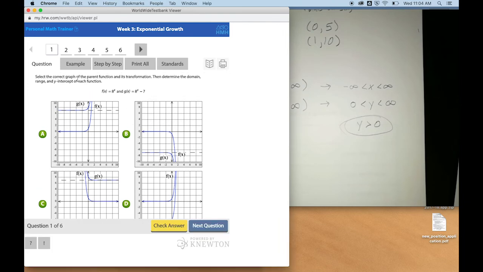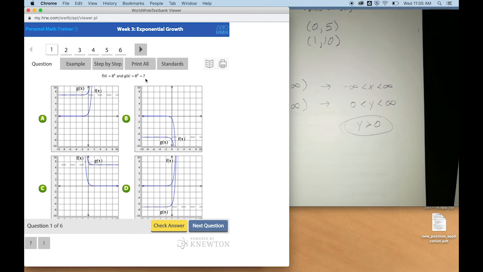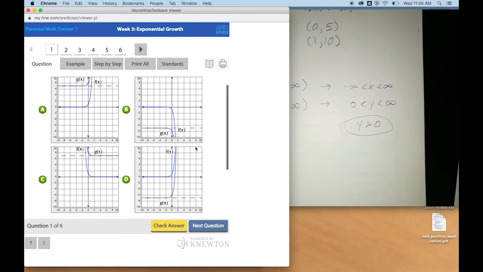So it says select the correct graph of the parent function as transformation, then determine the domain, range, and y-intercept of each function. All right, so we have a to the x and is the parent function, and then the transformed function is 8 to the x minus 7. So first of all, I want to find a graph where it looks like the graph has been moved down by 7, right? We'd have a shift down by 7. So it looks like B is going to be our right answer.